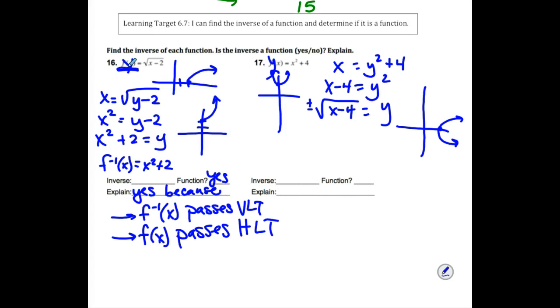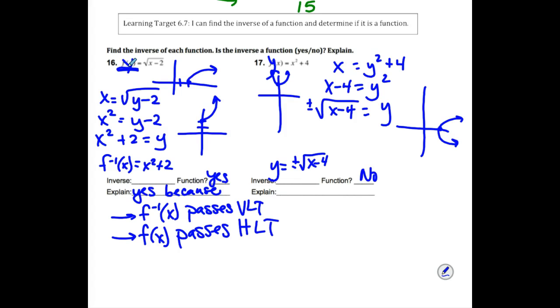So, is the inverse a function? No. Since it's not a function, I'm not going to change that y and put f inverse because it's not a function. I don't want to put it in that function notation. Okay, I'm going to leave it as y equals plus minus the square root of x minus 4.